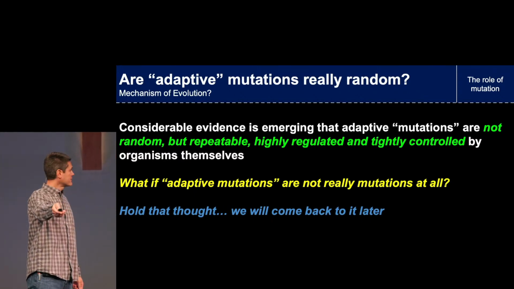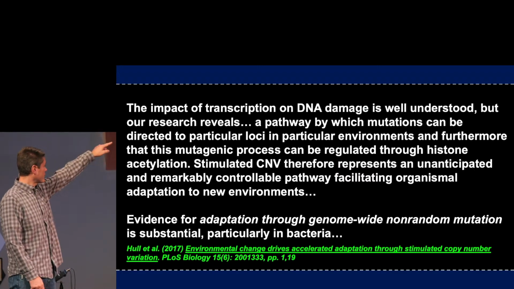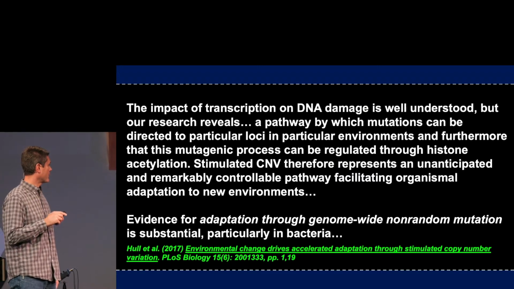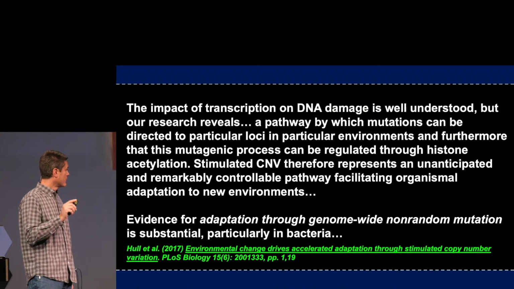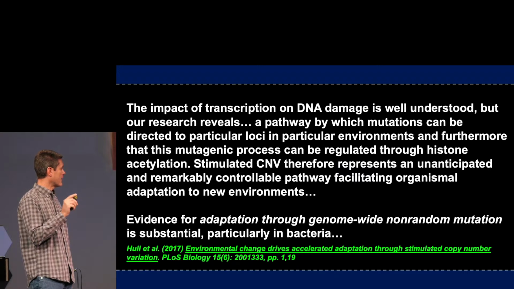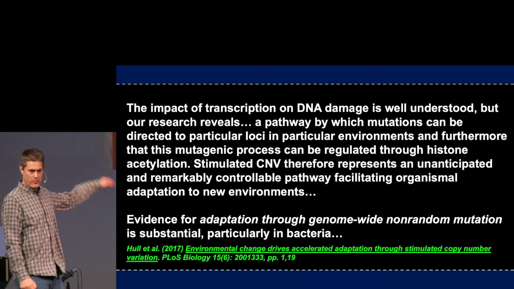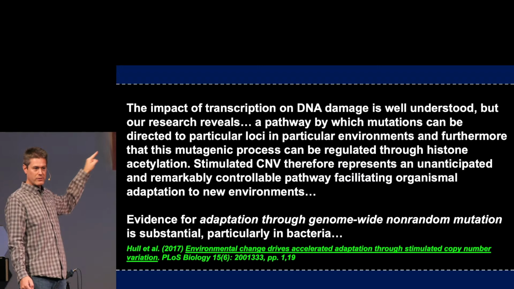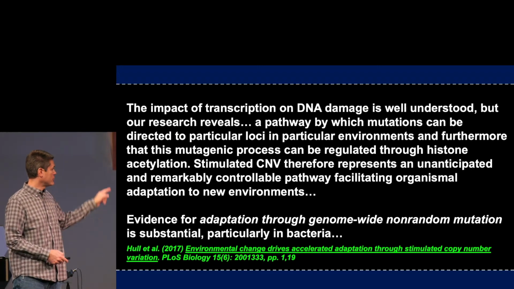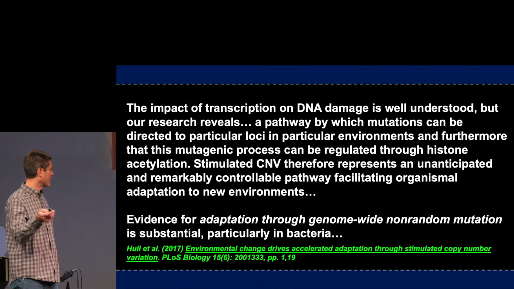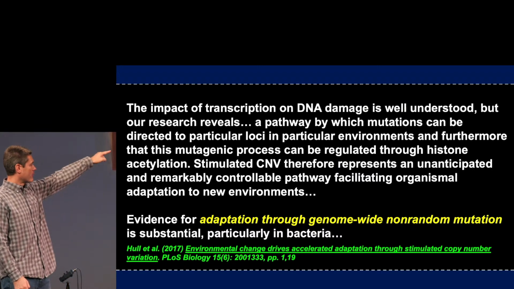So let me give you a couple of quotes of evolutionary biologists that are seeing this happen but don't get what's going on. Here's how they describe it. It says, the impact of transcription on DNA damage is well understood, but our research reveals a pathway by which mutations can be directed to particular loci in particular environments, and furthermore, that this mutagenic process can be regulated through histone acetylation. Stimulated CNV therefore represents an unanticipated and remarkably controllable pathway facilitating organismal adaptation to new environments. What's he saying? He's saying mutations are happening in the organism, changes to the genetic code, in direct, controlled response, on specific pathways, in response to what's happening with the environment. Evidence for adaptation through genome-wide non-random mutation is substantial, particularly in bacteria. So again, adaptation: the organisms are solving the trait chain function by rewriting their genetic code.